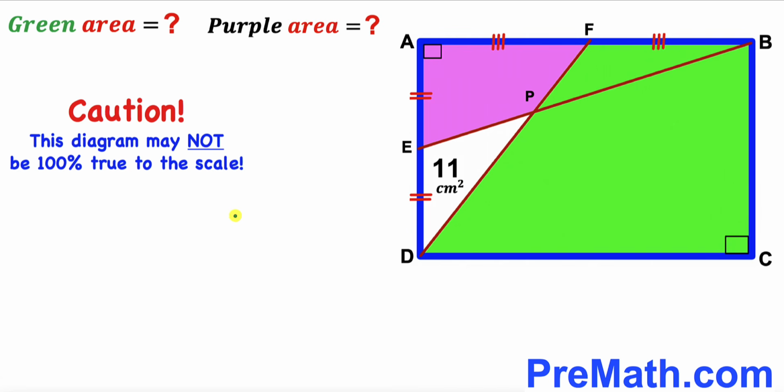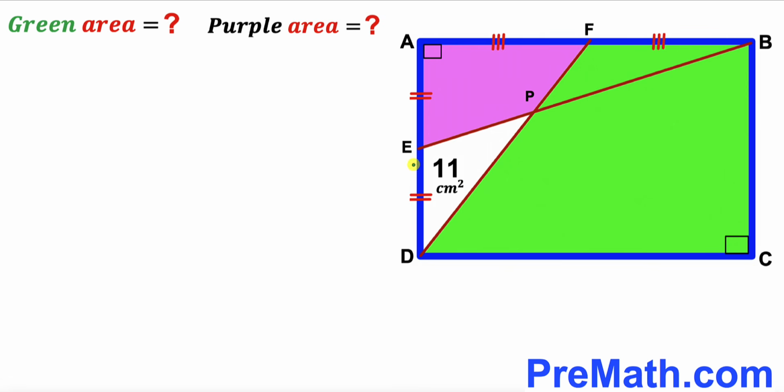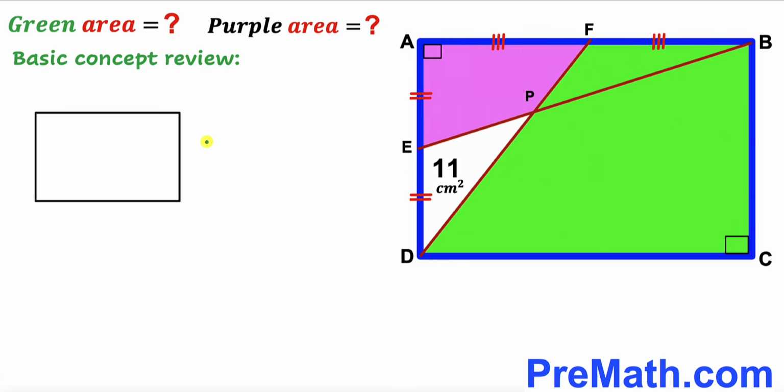Please keep in mind that this figure may not be 100% true to scale. Let's go ahead and get started, and here's our very first step. Since we are interested in calculating the area of this purple shaded quadrilateral and this green shaded trapezoid, we are going to go over the basic review and focus on this given rectangle.